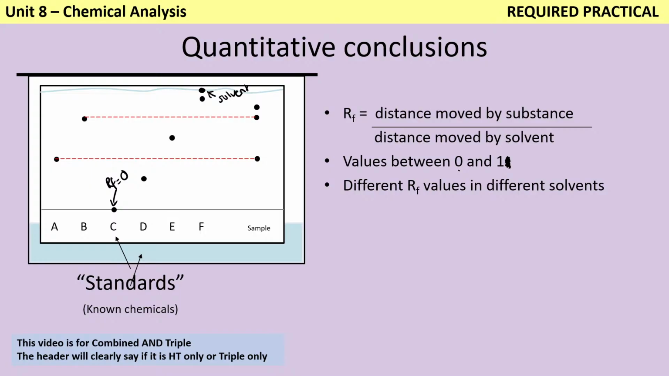And because that RF value is caused by the attraction of the substance to the stationary phase and the mobile phase, if you change the mobile phase, so if you do it with a different solvent, you will get a different RF value. And so actually, if we want to say conclusively that this is A, then we need to do this in a few different solvents and say, is it always the same height as A? Does it always give the same RF value as A?